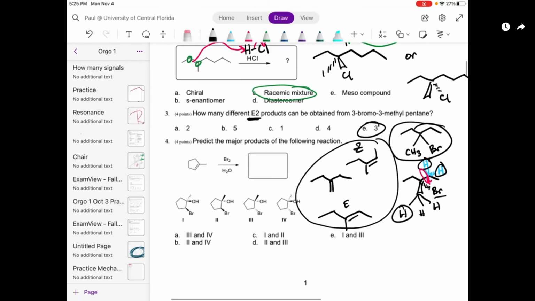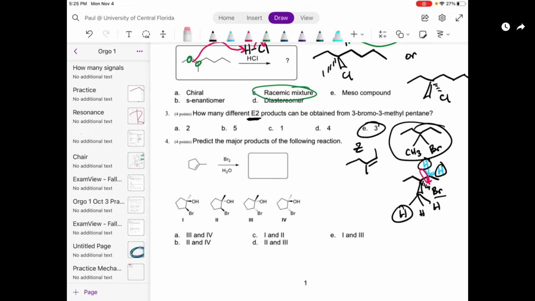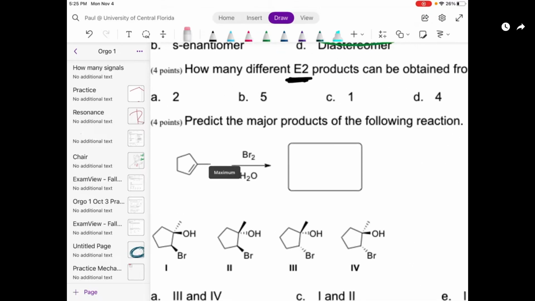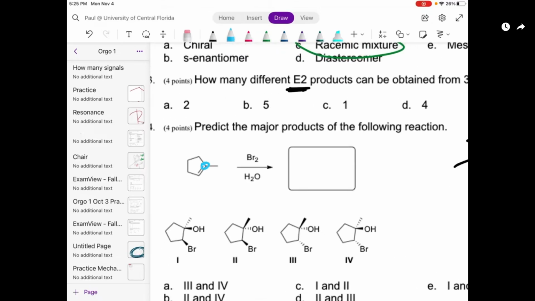Okay, so this problem right here, problem 4, predict the major products for the following reaction. Well, we need to remember that the alcohol is going to go to the more substituted carbon. And the bromine is going to go to the, so let's do it like this. So the alcohol is going to go to the more substituted carbon, and the bromine is going to go to the least substituted side. And if you look at the mechanism, it explains that regiochemistry.